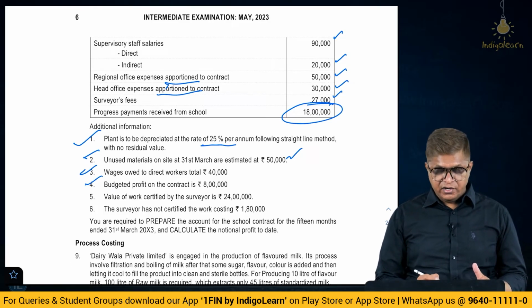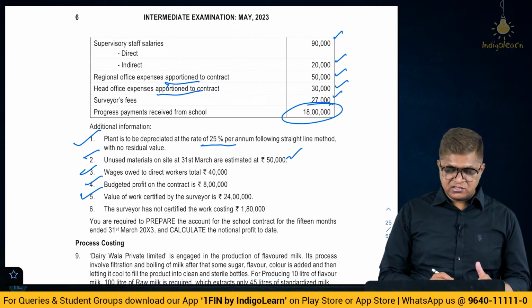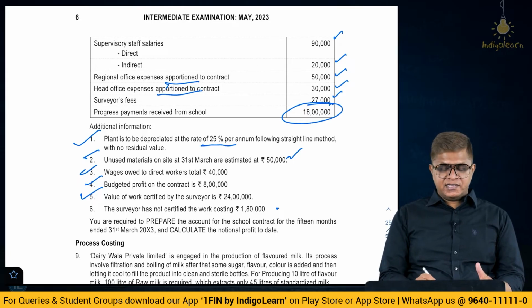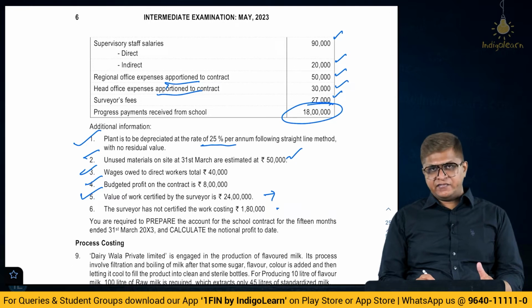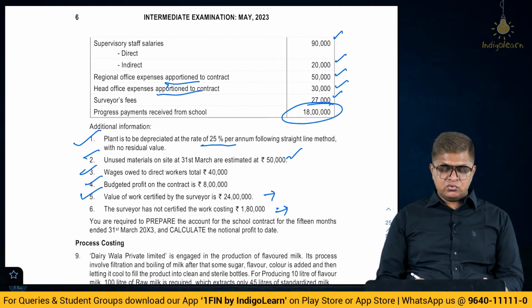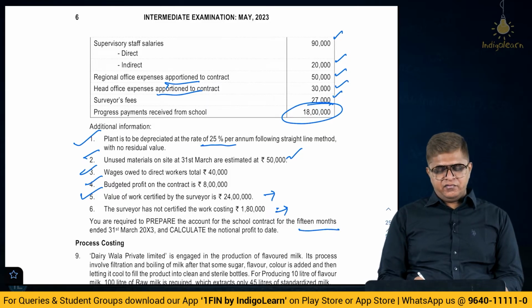Alright. Value of work certified by the surveyor is 24 lakh. The surveyor has not certified the work costing 1,80,000. So the value of work certified will get credited 24 lakhs, and the value of work uncertified, closing WIP, will be 1,80,000. You are required to prepare the account for the school for 15 months ended 23 and calculate the notional profit to date. So be careful, we have to do it for 15 months.